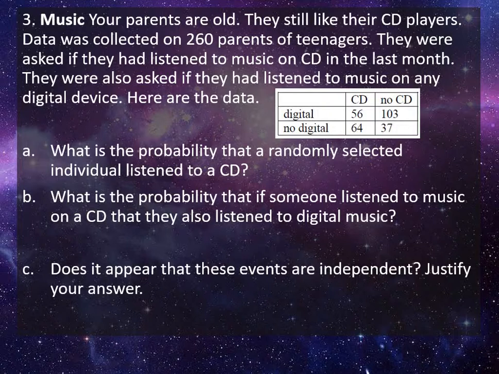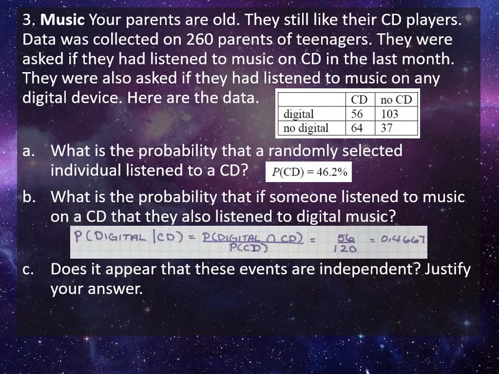All right, for number 3A, what's the probability that you listened to a CD? 0.46 something. Okay. Now on B, is that an and, a given, or an or? That is a given. What are you given? They listen to music on a CD. So that probability there should be 0.4667.